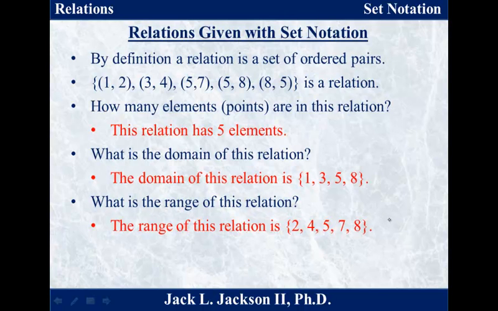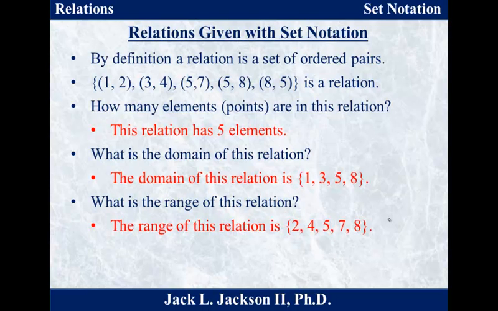Well, this relation has five elements. The first element listed is the ordered pair (1, 2). Notice 1 and 2 are not elements themselves. It's the ordered pair (1, 2) which is an element. (3, 4), that ordered pair is a second element. (5, 7) is the third element. (5, 8) is the fourth element. And (8, 5) is the fifth element that is listed, at least in the order that they're listed there.